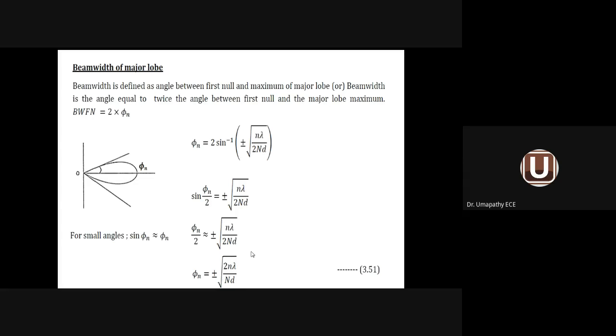So we got 4 parameters. But this is not yet over. Phi n equal to this one. For n equal to 1, this will become like this. We want BWFN, 2 into phi n. Multiply this by 2. In the place of Nd, I am substituting L.